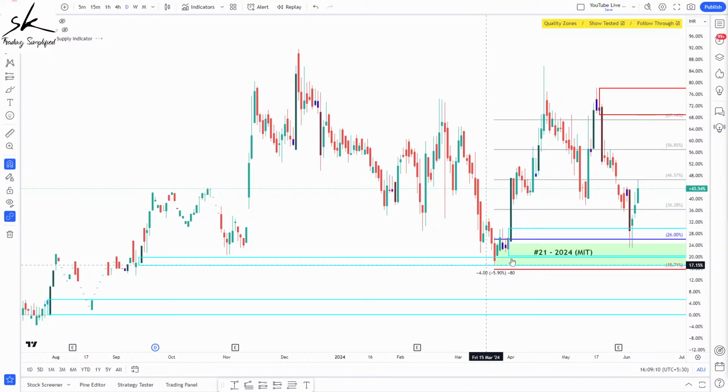So now look at this example. This was session number 21 for the year 2024. And this was done on 2nd of June 2024. And here also you can see, prices just came into the zone. We have already hit 2:1.